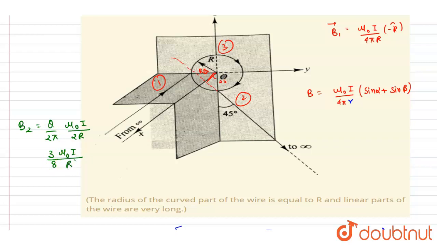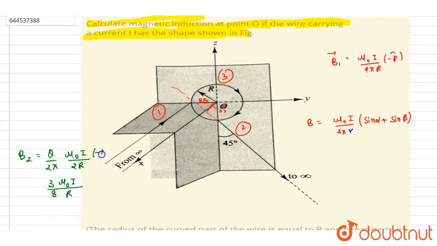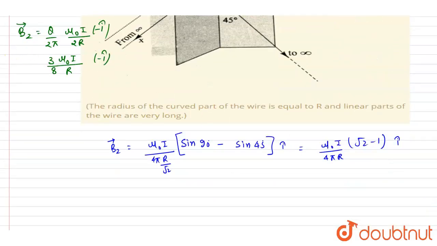As you got B2, now you can just add them to get the net magnetic field at the center. We understood by curling the finger in the direction of current, it is minus I cap and minus I cap. Now I will write down the net magnetic field. It will be B1 vector plus B2 vector plus B3 vector. So just add them and we will get the net magnetic field.